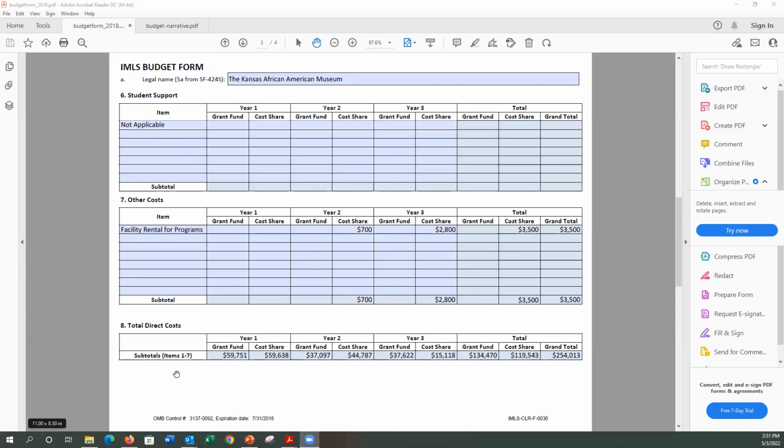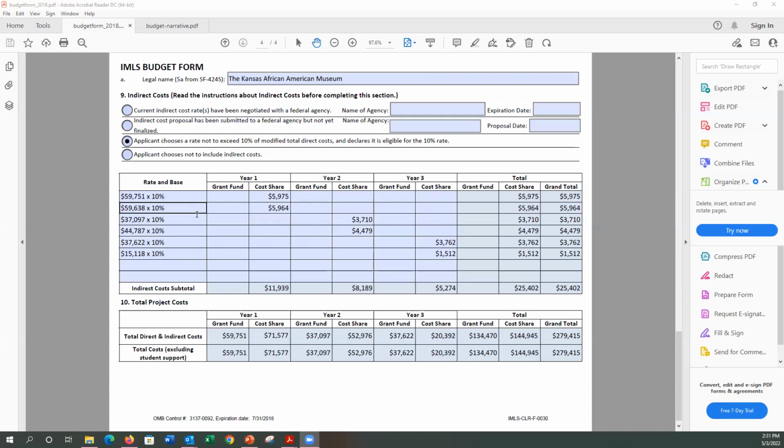Finally, you see the total direct costs. They summed up the grant funds requested for each year and the cost share provided for each year in the total direct costs. And then you were allowed to do this 10% of those total direct costs. So that's where we got this screen, which you've seen earlier in the presentation, and that was where the cost share came from. And at the end of the grant, you had total direct and indirect costs, and then you had total costs for each year.